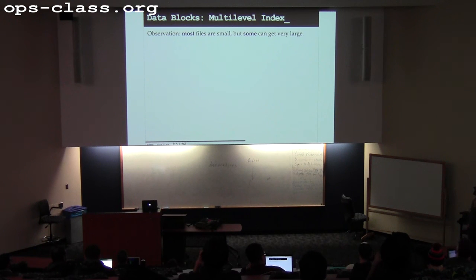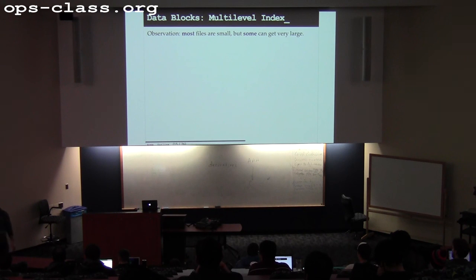Okay, so here's what we do. Here's the actual way, or the way a lot of file systems solve this problem: you use what's called a multi-level index. This is similar to a tree, but a little more clever. And the observation here is an interesting trend. I would love to see the distribution. If anyone wants a few points of extra credit, compute the distribution of file sizes on your machine and send me a graph or post it on Piazza, because I would be fascinated to find this out.